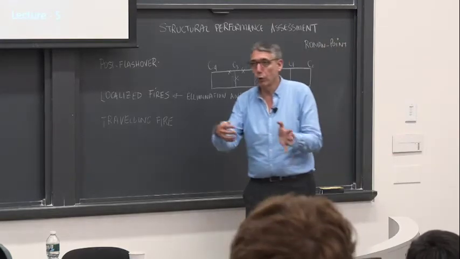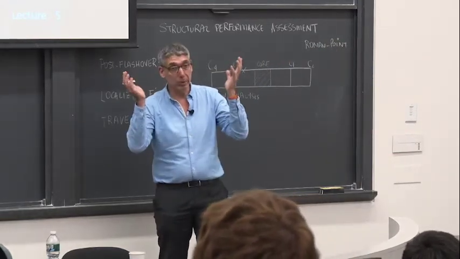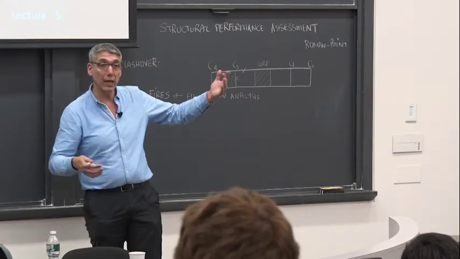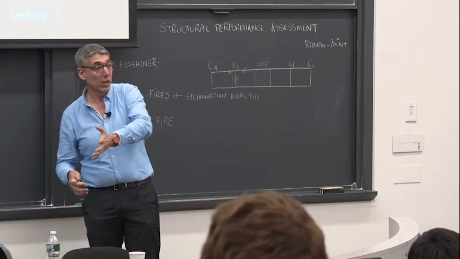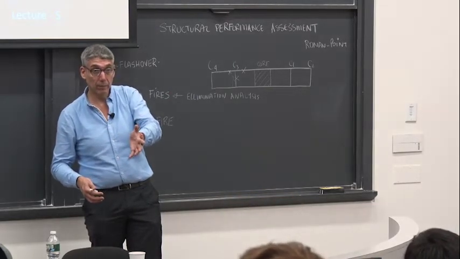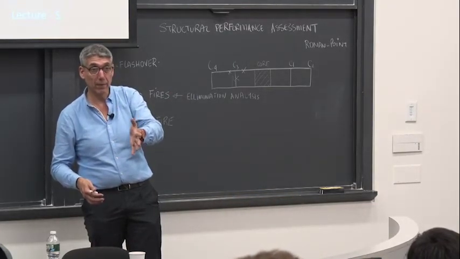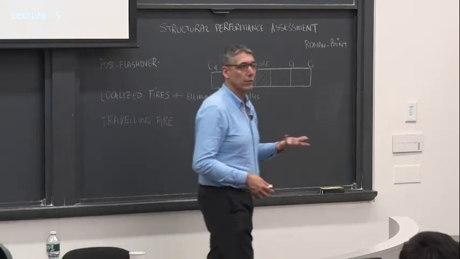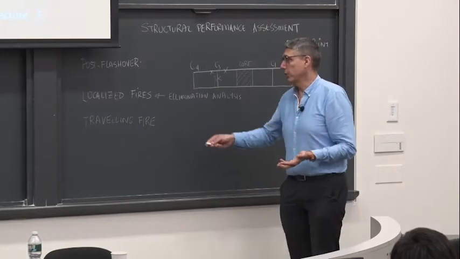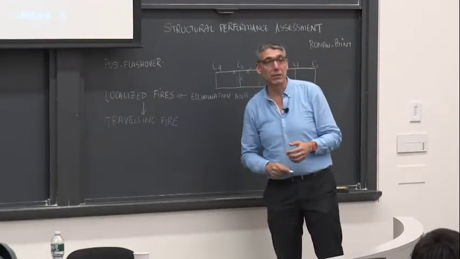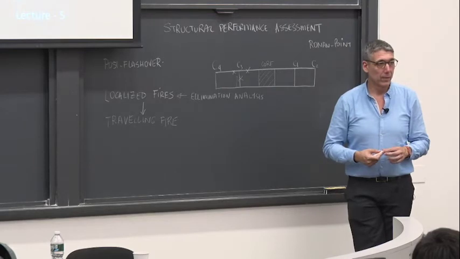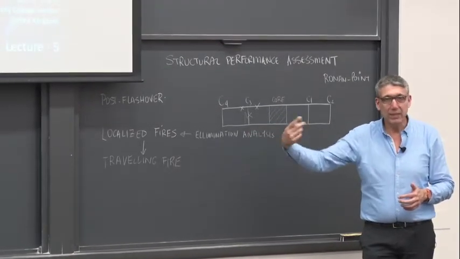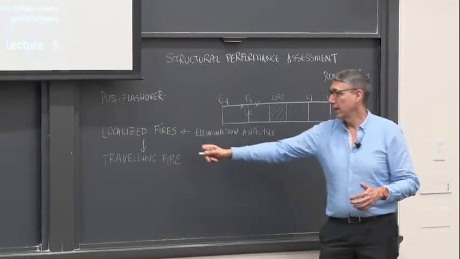Yes, because by the time I move to the next one, I'm taking the next one completely down, and then you have one after the other, all your columns are disappearing. Is that okay? Are we happy with that? So conceptually, the analysis of a traveling fire is actually the analysis of a localized fire that I'm going to be repeating, but the decision will be made at this point.